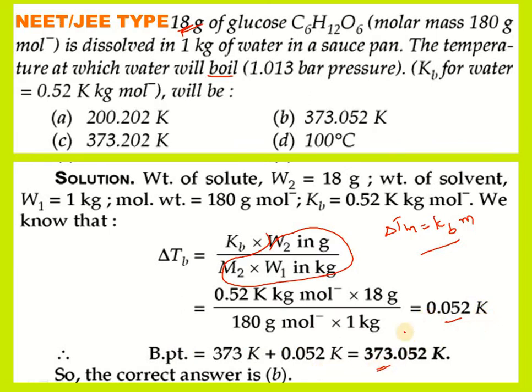Water's boiling point is raised when we add this glucose. So 373.052 Kelvin is the answer. So option B is the right answer for this question.